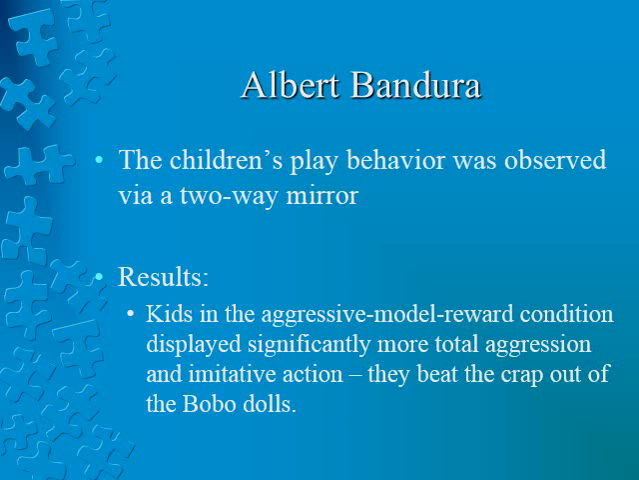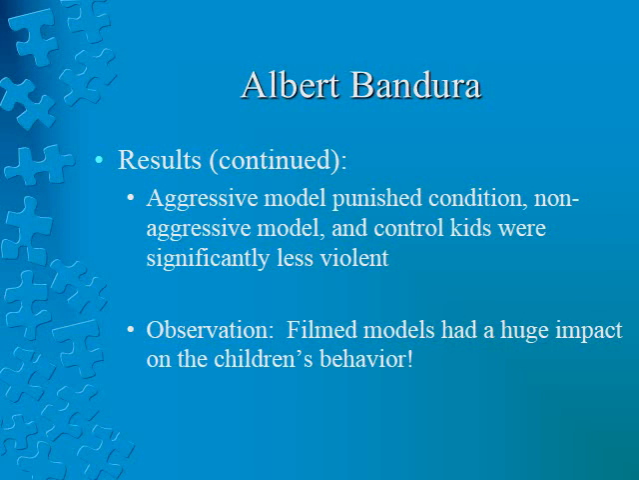Now, what this means is kids don't just watch violence on the television and then run out and emulate it. They pay attention to the consequences of violent action. If they see violent action punished, they are less likely to engage in that behavior. But if they see violent or aggressive behavior rewarded and glorified, they are then more likely to engage in the behavior as they observe it as a result. So here's just the additional results that I mentioned on that last slide. The aggressive model punished condition and the non-aggressive model and the control kids were way significantly less violent.